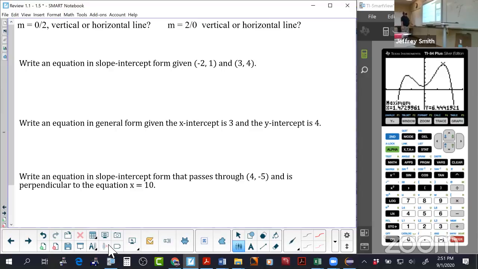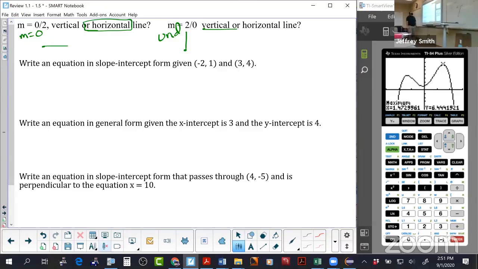Zero over 2. Think about the slope as rise over run. If I have a point and I rise 0, but I run 2, that's horizontal. The slope is 0. This one too, if I have a point, we rise 2, but we run 0, that makes it a vertical line. This slope is undefined. So if you don't have it memorized, just think about rise over run. Shouldn't be that bad.